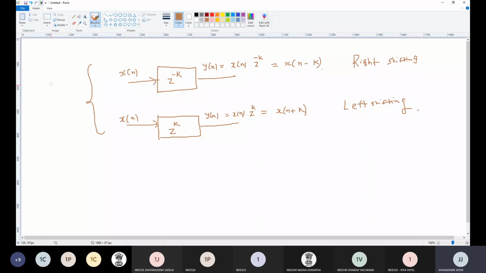So this is the same Z variable as it will be taught in the chapter for the Z transform, but right now it is sufficient to understand that Z raised to minus K is a delay towards right and Z raised to K is a delay towards left.